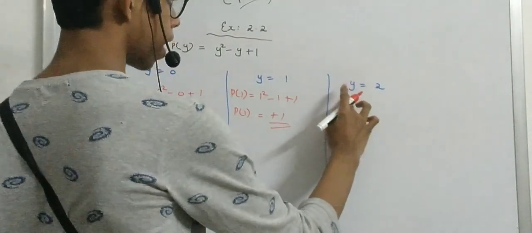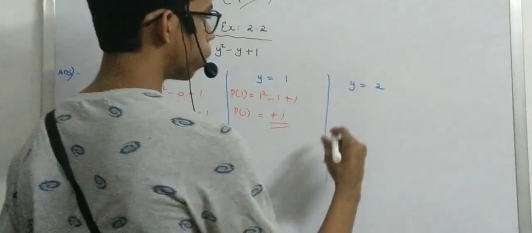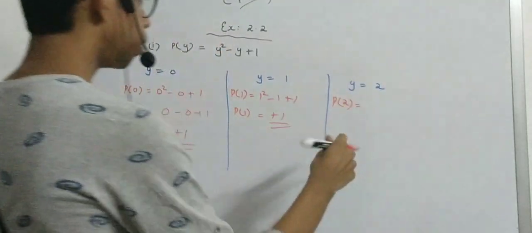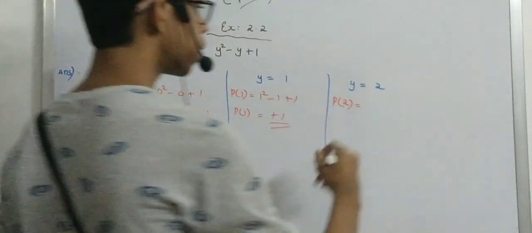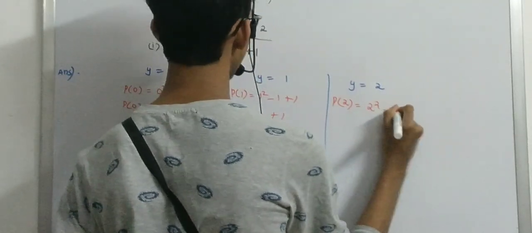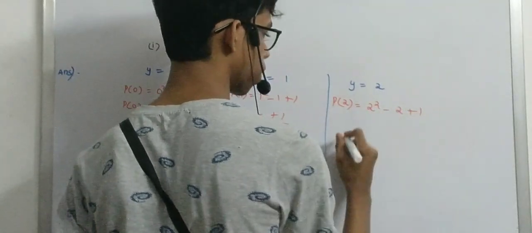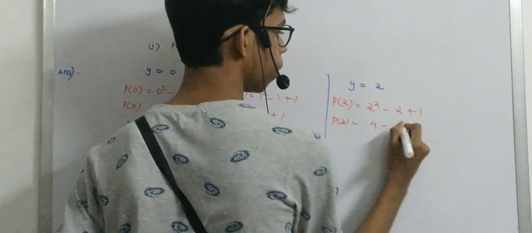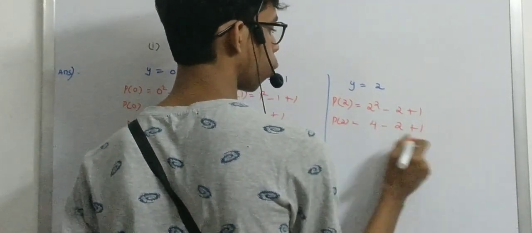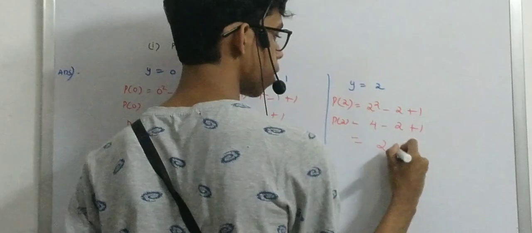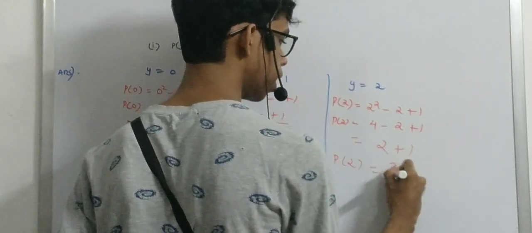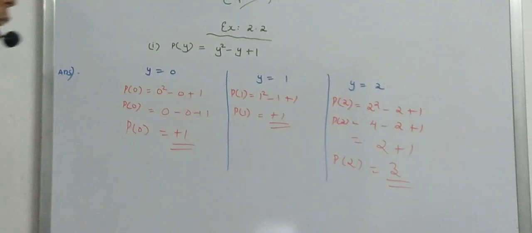Now the next one is at y equal to 2. We have to find p of 2. P of 2 means substitute this 2 over here. So I will get 2 square minus 2 plus 1. So p of 2 is equal to 2 square, it is 4, minus 2 plus 1. 4 minus 2 is what? 2 itself, plus 1. So I will get p of 2 is equal to 2 plus 1, 3. Okay, I hope it is clear.